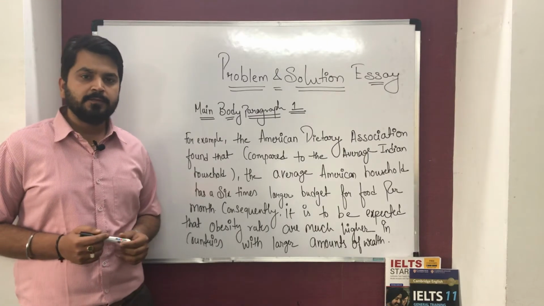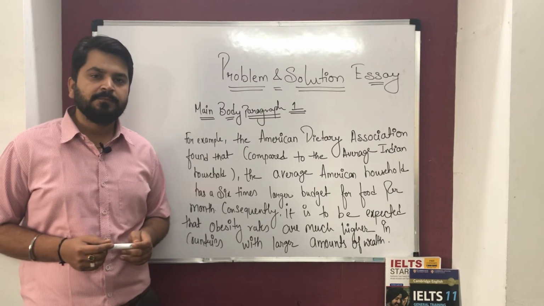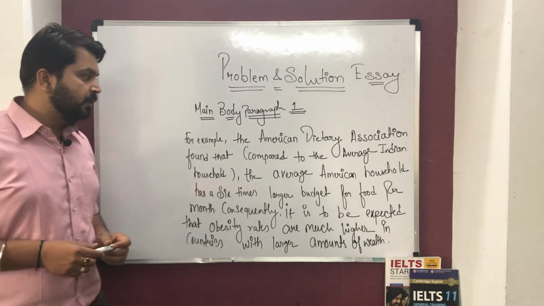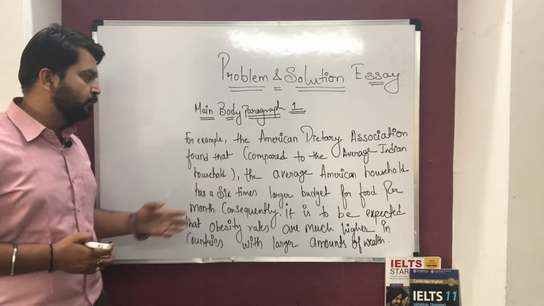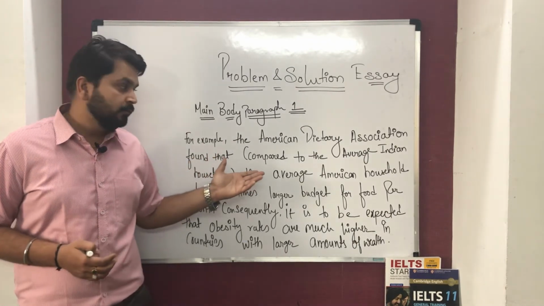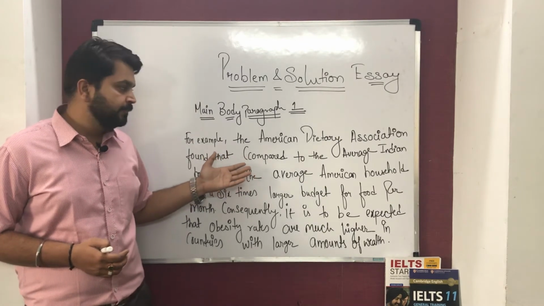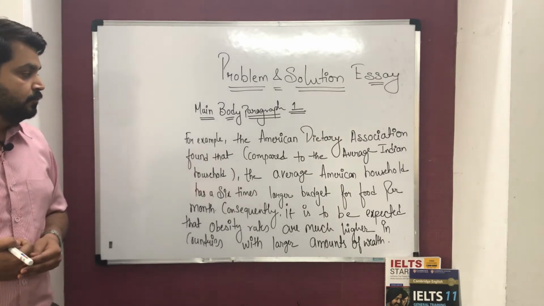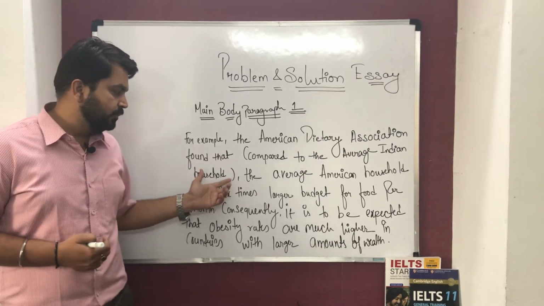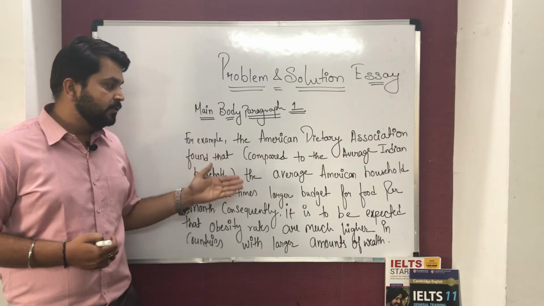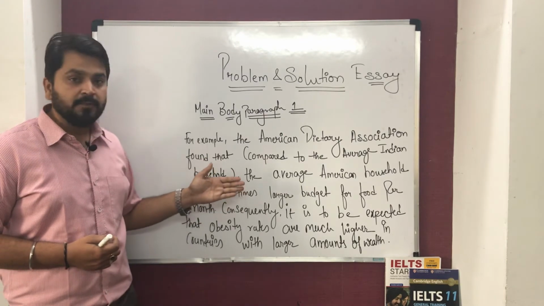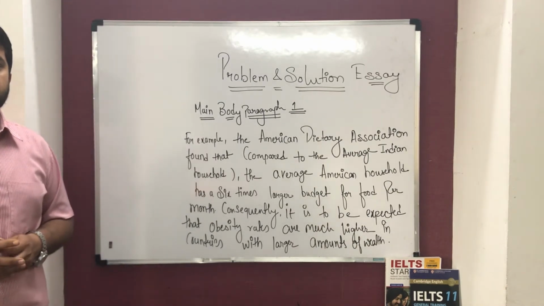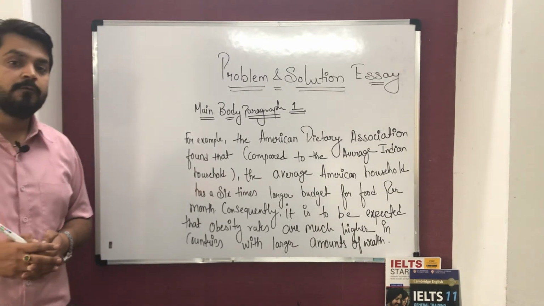So after a point and reason why people eat more fast food, let us see an example. For example, the American Dietary Association found that, see how the example starts with an organization. American Dietary Association found that compared to the average Indian household, the average American has a 6 times larger budget for food per month. That means Americans spend 6 times higher than Indians on food.